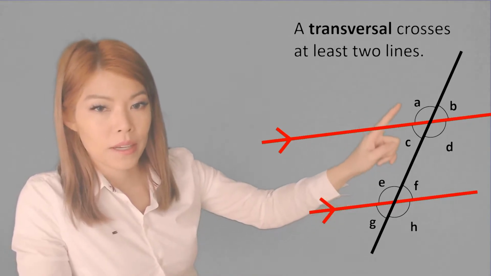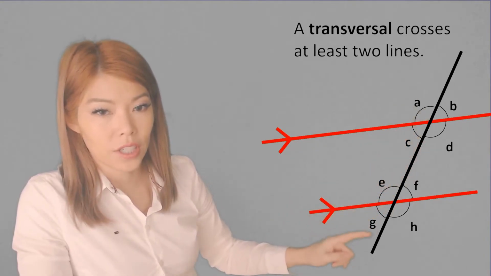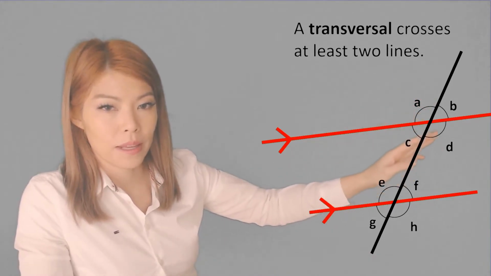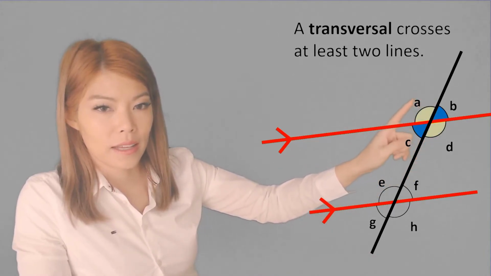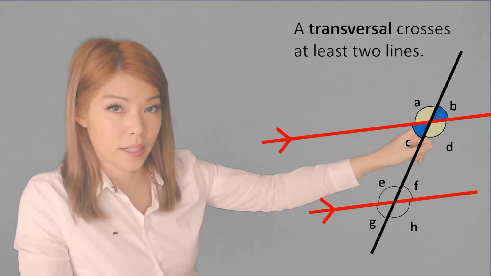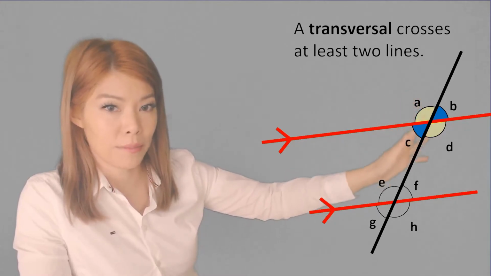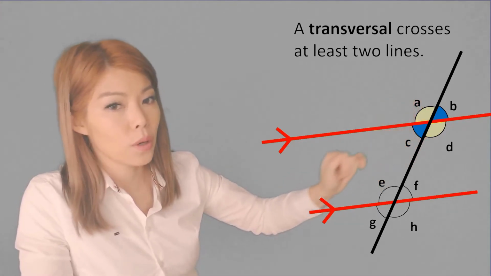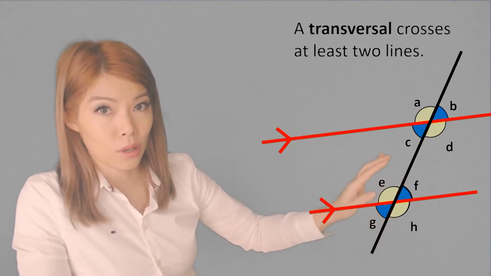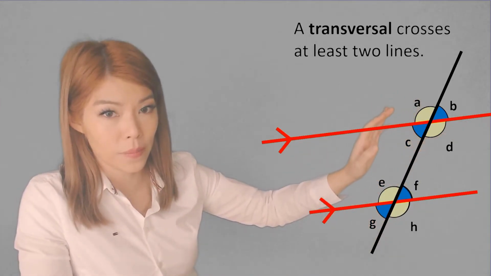I've labeled them here A, B, C, D, E, F, G, H, so that we can talk about them. Let's have a look at these four up here. Now we notice that A and D are vertically opposite and C and B are also vertically opposite. So they're equal, and that's why the same color in this diagram. Now we also notice that these are also matching with the angles at the top there.